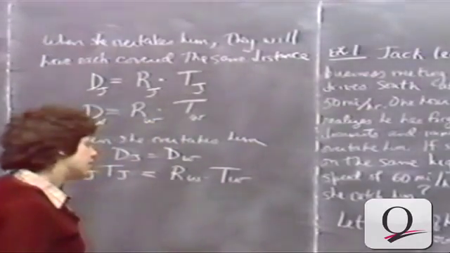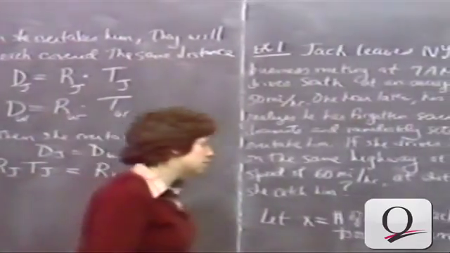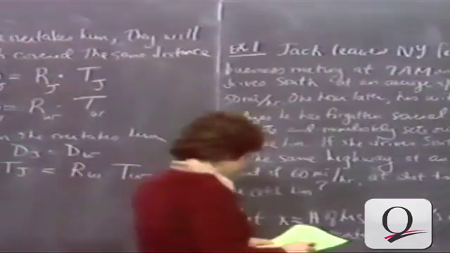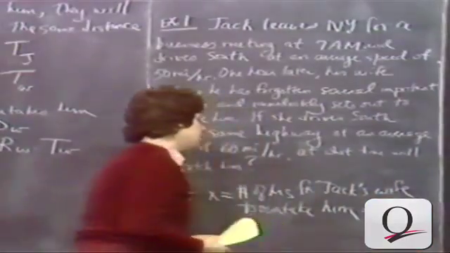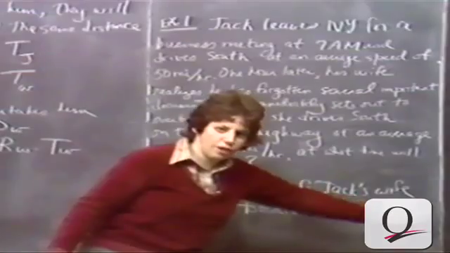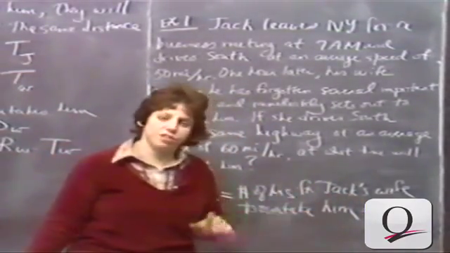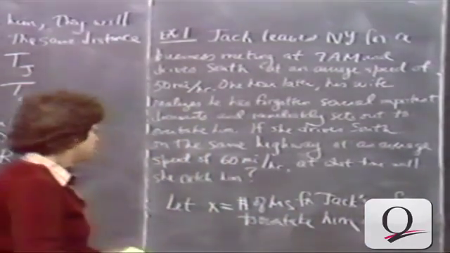Now, clearly, x, the number of hours for Jack's wife to overtake him, that's the number of hours that Jack's wife is going to be traveling. This must be your tw. The time that his wife is traveling, that's the same as the number of hours for her to overtake him. She will travel until she overtakes him. So that's tw, and that is x.